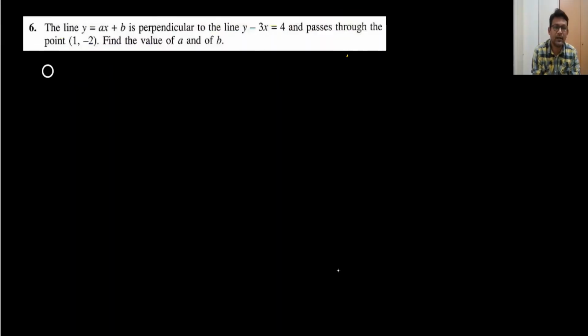Question number 6. The line y is equal to ax plus b is perpendicular to this line. So it means we can draw it like this, perpendicular, 90 degrees. This is line 1 and this is line 2.